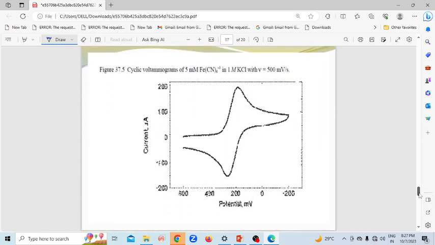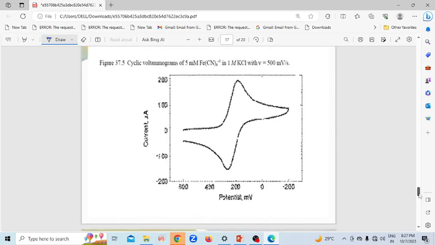So this is a typical curve. It is made with ferricyanide, and you are going to measure it in the presence of KCl. KCl is your supporting electrolyte. So you will get this type of cyclic voltammetry.